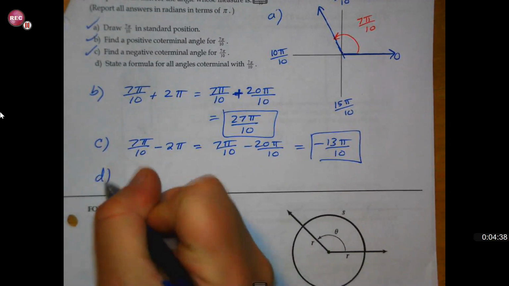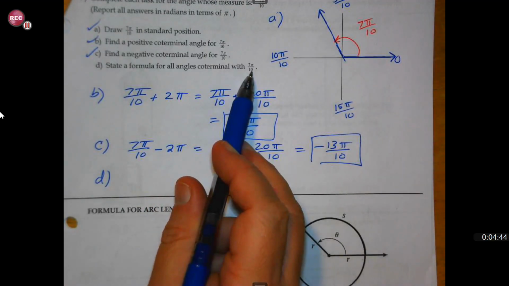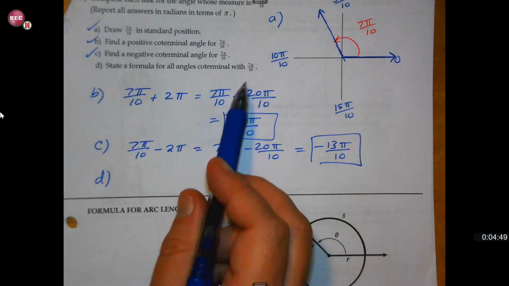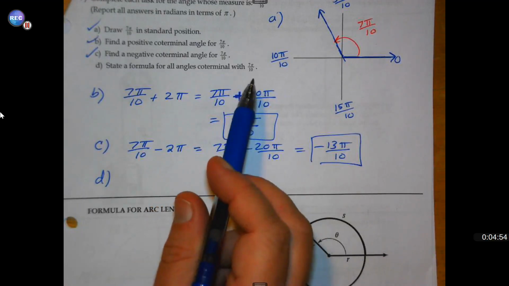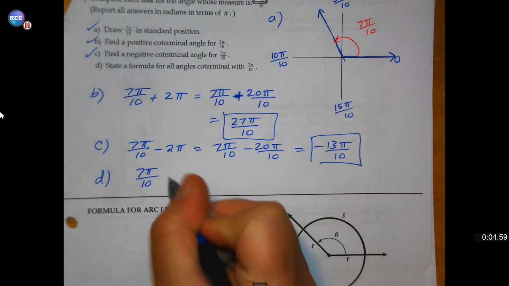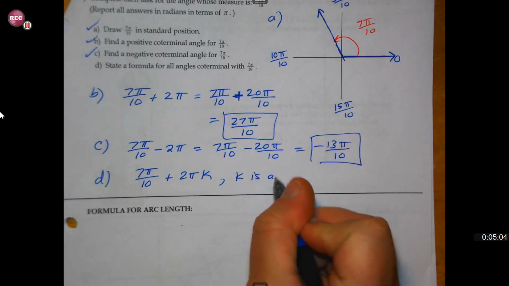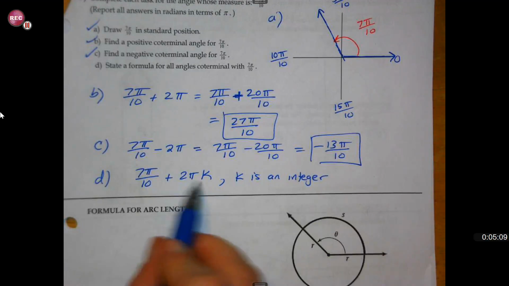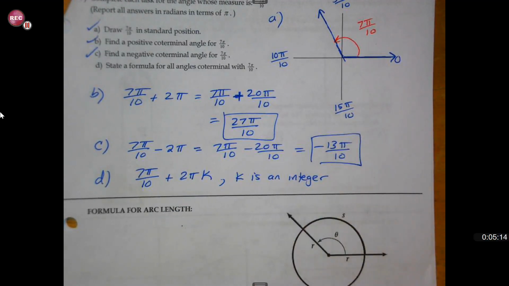And then for part D, we want a general formula that would find all the coterminal angles for 7 pi over 10. So when we're working with degrees, we add multiples of 360 to it to get the coterminal angles. In radians, we're going to add multiples of 2 pi. So we can just say it's 7 pi over 10 plus 2 pi k, where k is an integer. That means if you put a negative number for k, you'd be subtracting multiples of 2 pi, and that would give you negative coterminal angles.